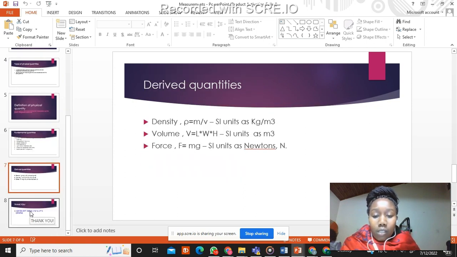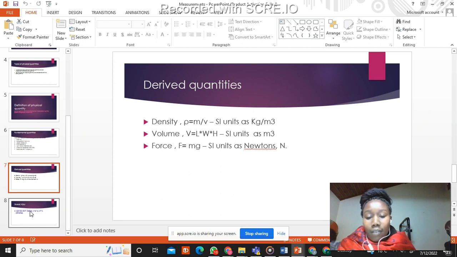So we're going to look into derived quantities, and we had mentioned earlier that derived quantities are obtained from the basic quantities. So an example is density, and we all know that density, denoted by rho, is given as mass over volume. So mass is a basic quantity, while volume is a derived quantity. And we know that volume is the multiplication of 3 lengths, which is length, width, and height. That is why we say density is a derived quantity.